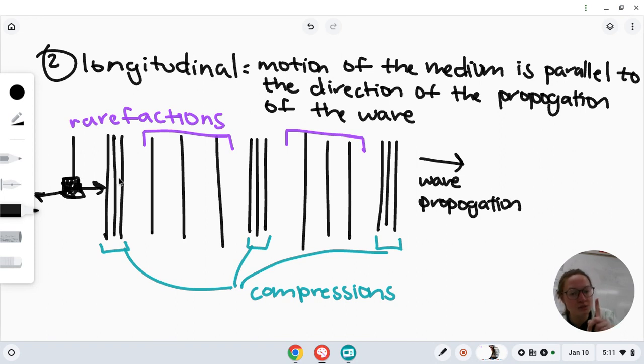All waves are just a result of little particles, either acting like pendulums and going back and forth, or acting like springs and going back and forth. That's what all waves come from.